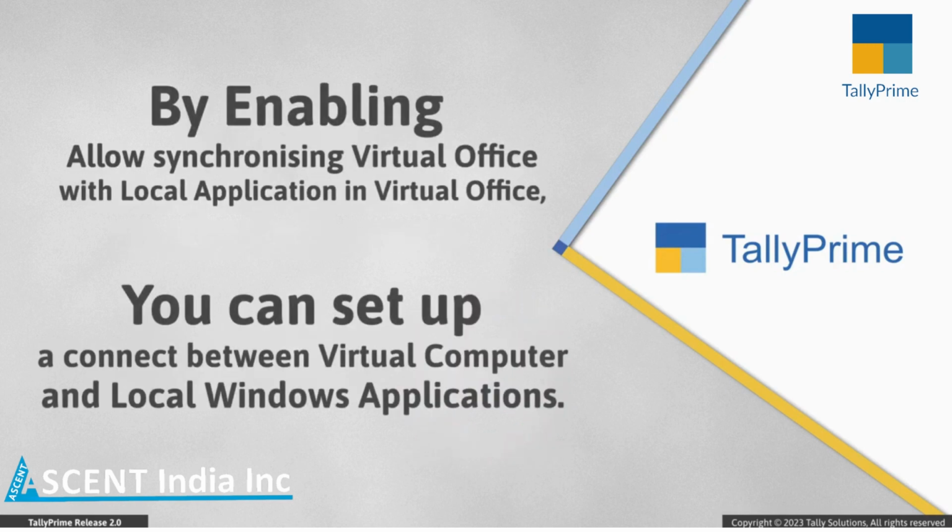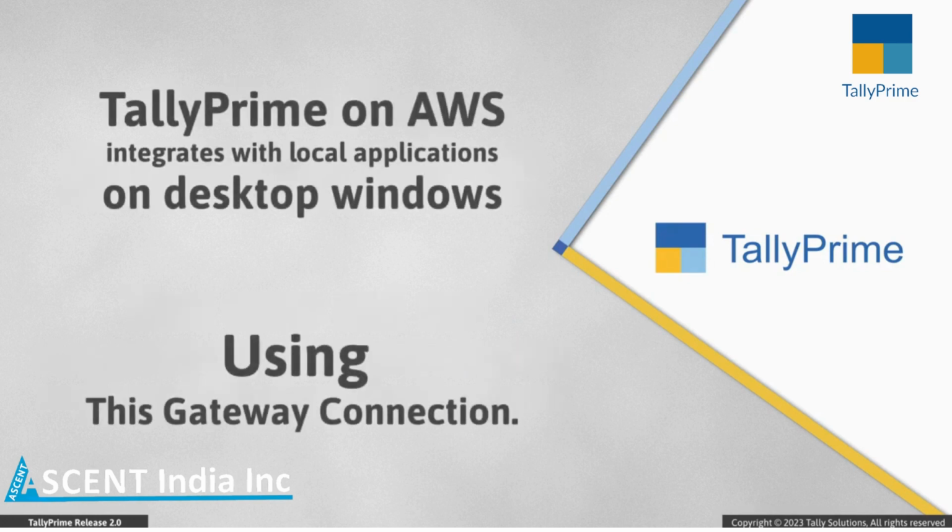Thus, to integrate TallyPrime on AWS with local applications, a gateway connection is set up between virtual computer and local Windows applications. TallyPrime on AWS integrates with local applications using this gateway connection to exchange data. Thus, you can continue to have third-party applications on local Windows and allow exchange of data with TallyPrime on AWS.